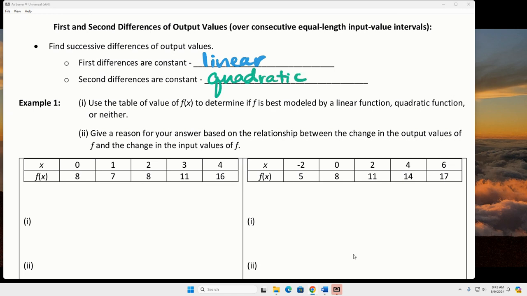And again, this only works if your input values have equal length. And so all the ones that we're doing today, they do have equal length. You're going up by the same amount each time. So it's okay just to use these first and second differences.